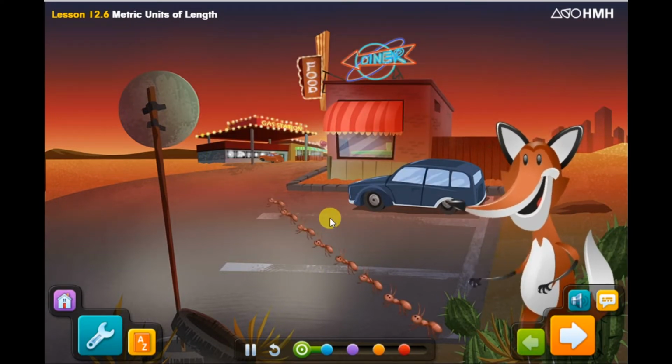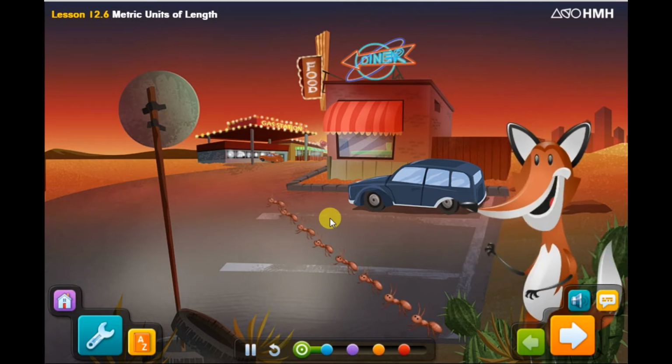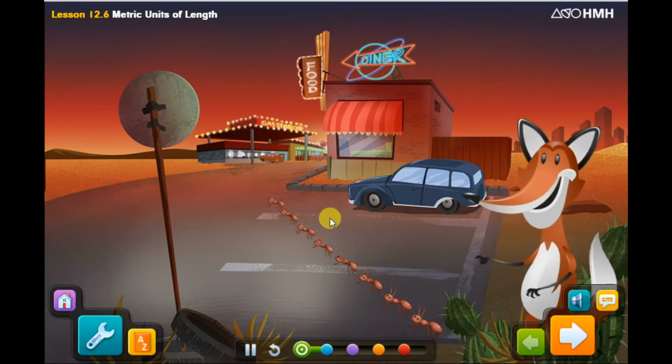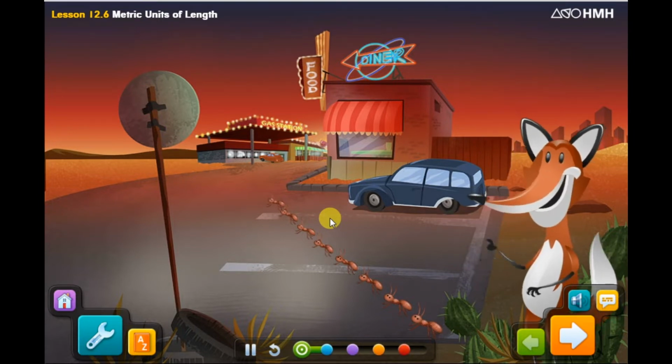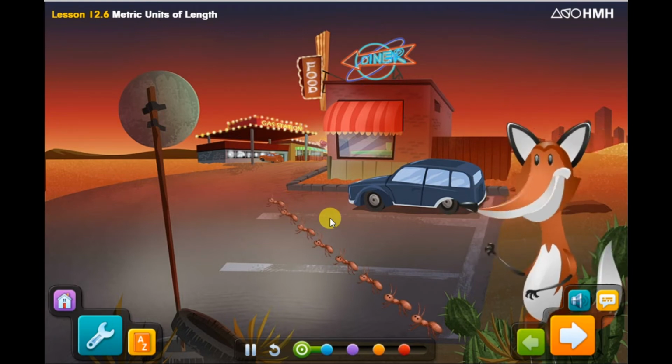Hello, Fox. Hello from the diner. The owners noticed lots of ants outside. They measured a line of ants that was 2 meters long. Is that too small or too long? Wow, that's really a long line of ants. 2 meters. I hope it doesn't reach the diner. I wonder how many ants are in that line. I bet we can find out if we know how long one ant is. Let's take a look.